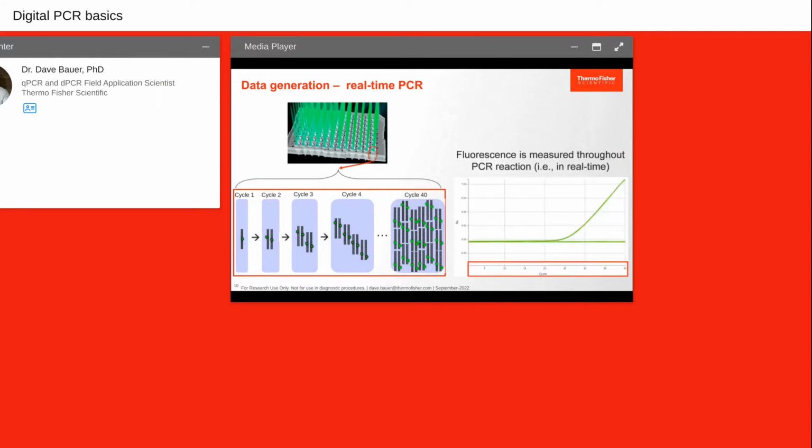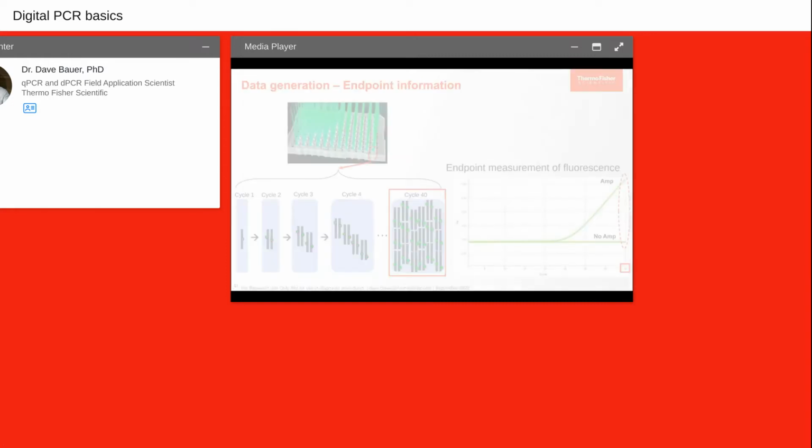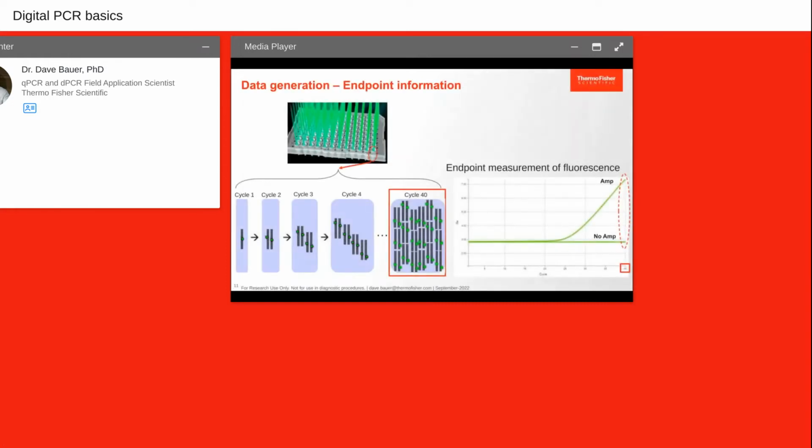And the real-time PCR output is an amplification curve. And so there is the progression of signal over the 40 cycles. But now let's say I wasn't trying to quantify anything at this point. I just wanted to ask, is my target there or not?